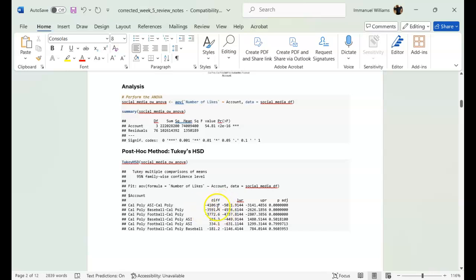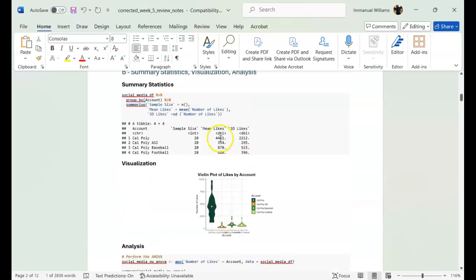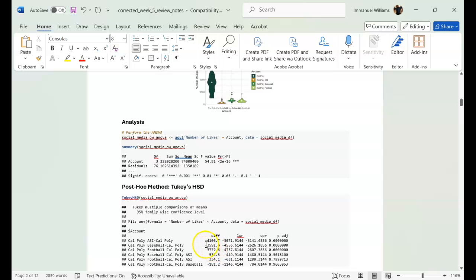So this first line denotes the difference between Cal Poly ASI and Cal Poly. This is just the difference. So this is 4,461 minus 354 minus 4,461, and we get negative 4,106.7. This then creates an interval of plausible values for that difference. Okay, this is essentially a pooled t-test. Remember that?